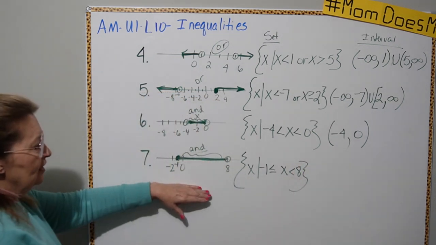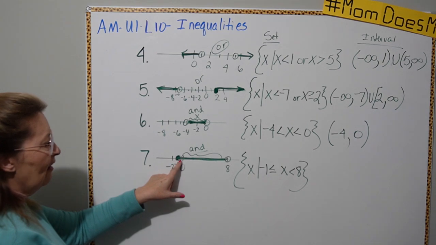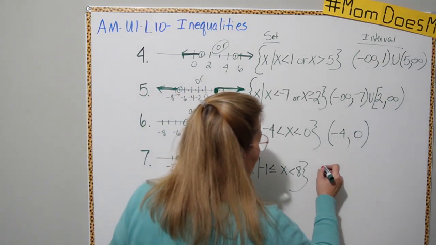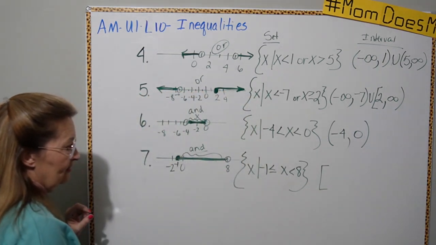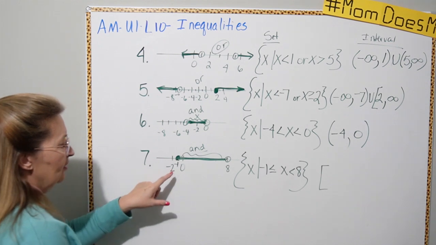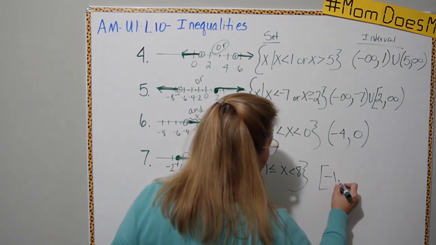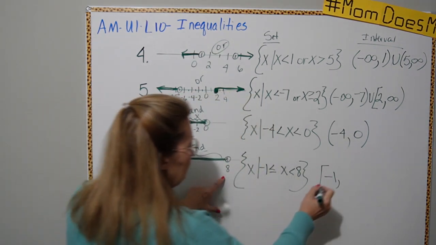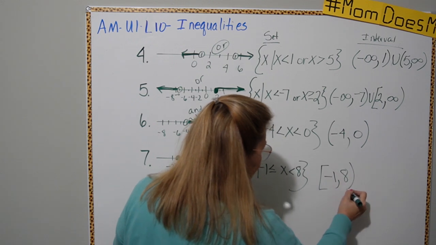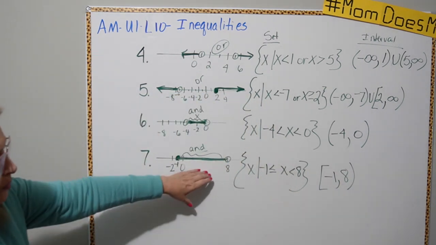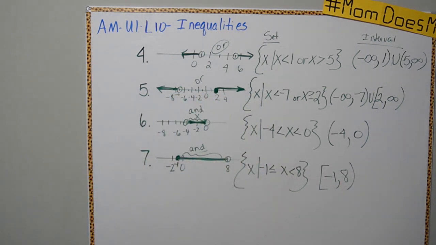Now, to write this in interval notation, you have a solid dot on the left, so that means a bracket on the left. What number is here is -1. All right, what number is here? 8. And since the 8 is an open dot, you're going to have a parenthesis, okay? All right, so that's like your terminology.